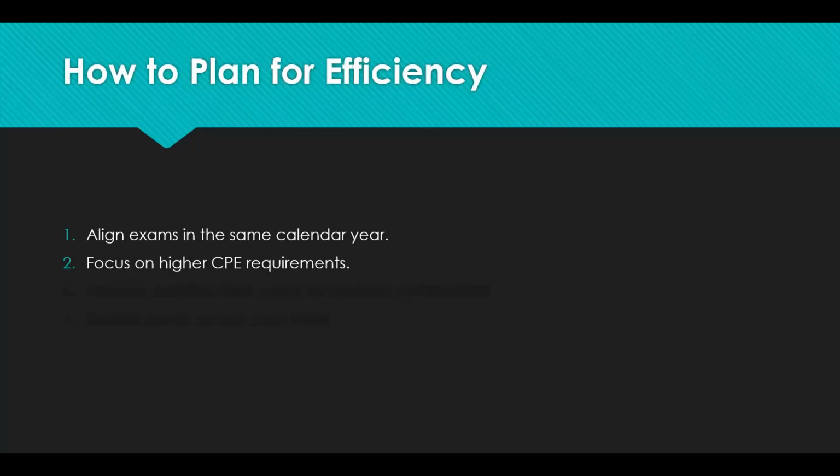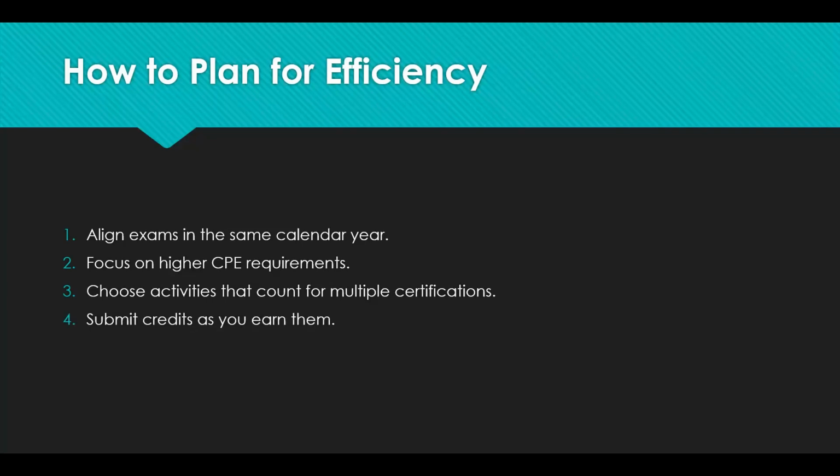Align your exams in the same calendar year and focus on the higher CPE requirement. So instead of thinking, oh, let me get 20 credits, just know that by the end of the year I need 40 credits, and I should be good. So I need to attend these many webinars, these many conferences, or do some research or stuff like that, and then I should be good. Then choose activities that count for multiple certifications.